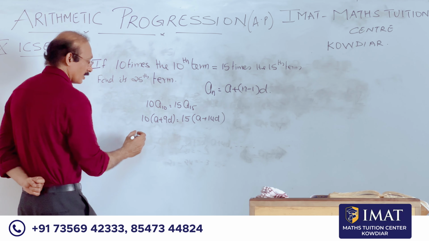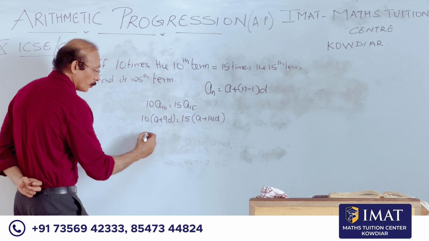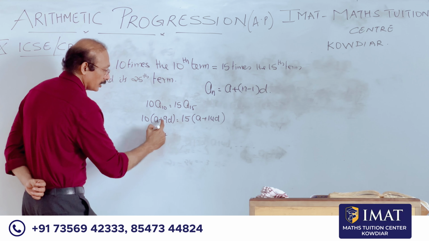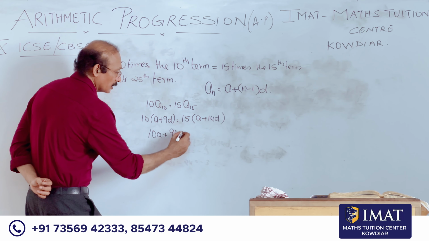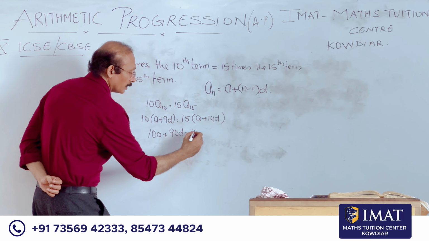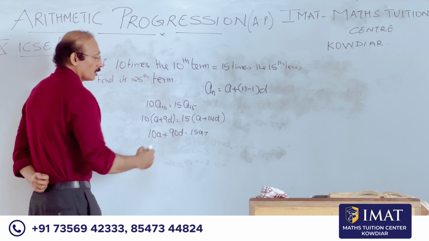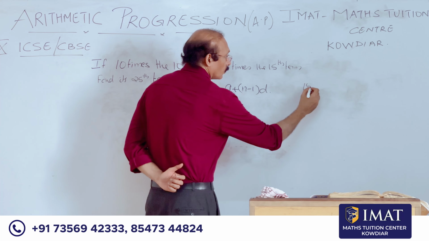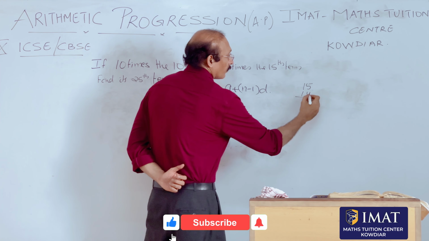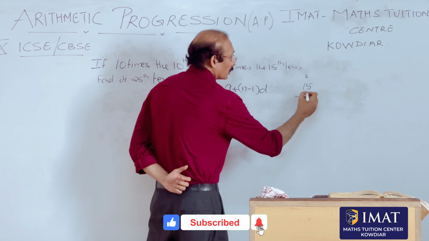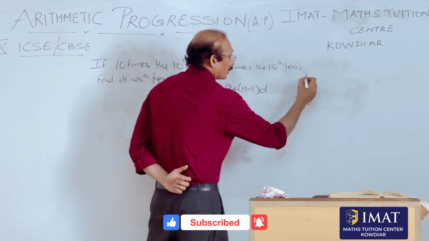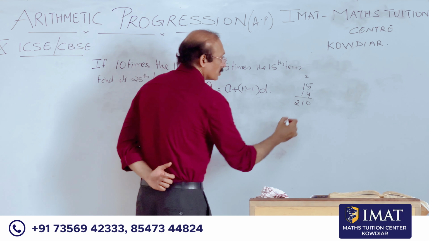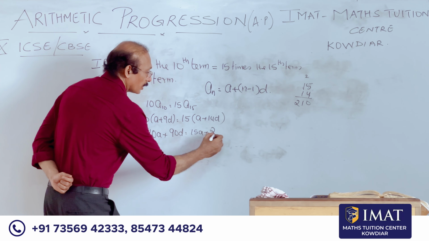Okay, just see here. Now let us simplify this. So when you open the bracket, it is 10A plus 10 into 9, 90 times D, is equal to 15A plus what is 15 into 14. Let us find out what is 15 into 14. 5 4s are 20, 2 carry over, 4 plus 5, 9, 9 plus 2, 11. 1 into 1. So isn't it 210? So this is 210.